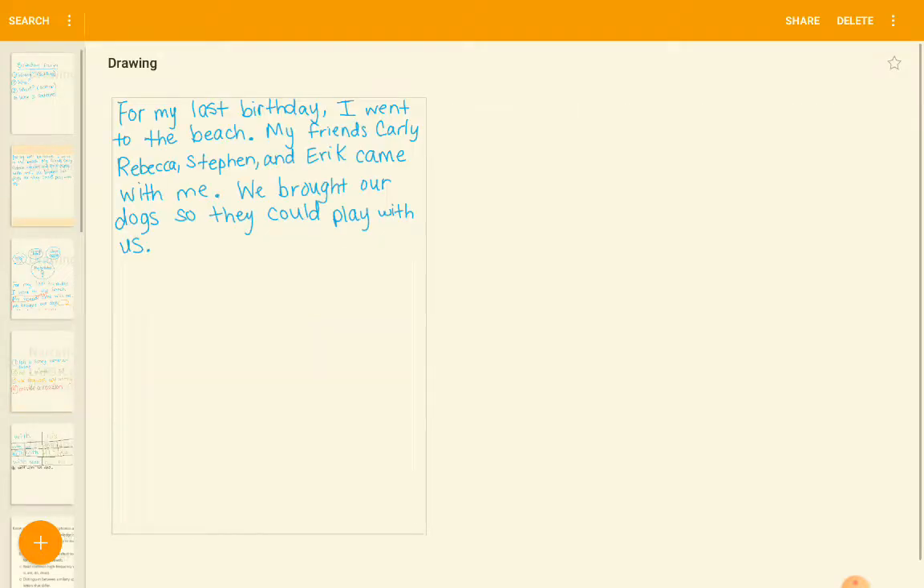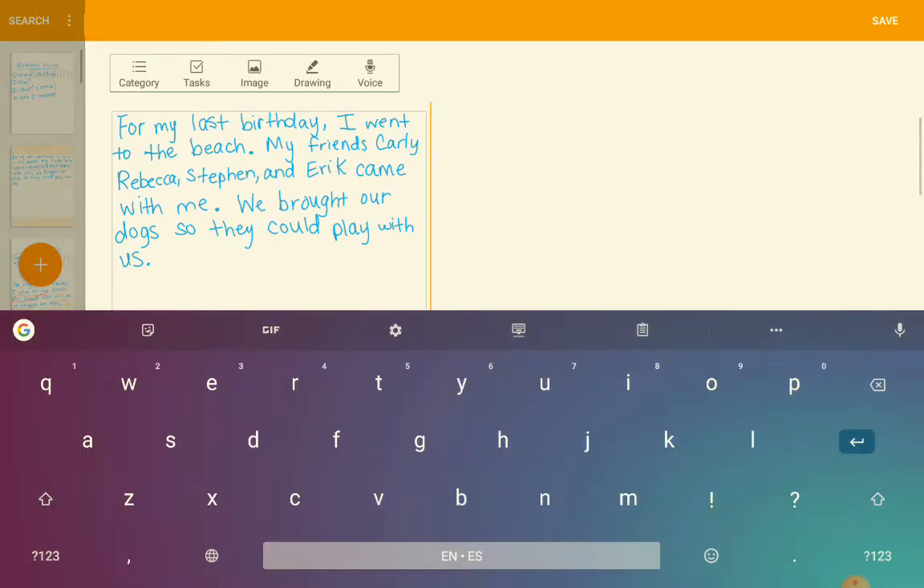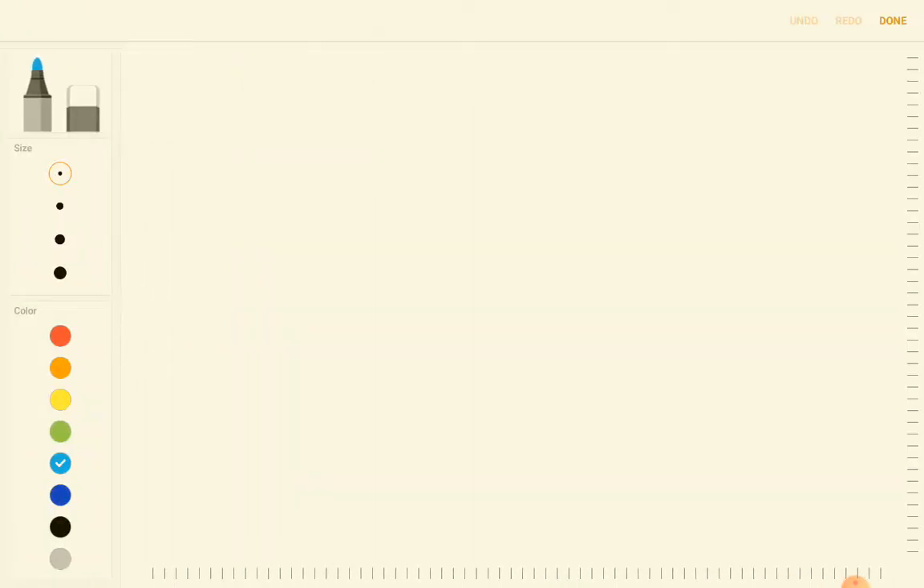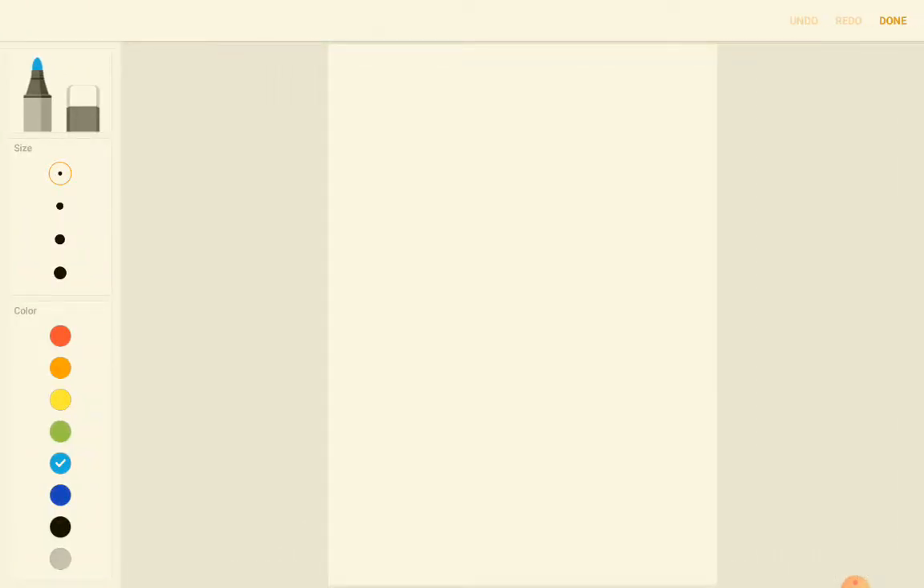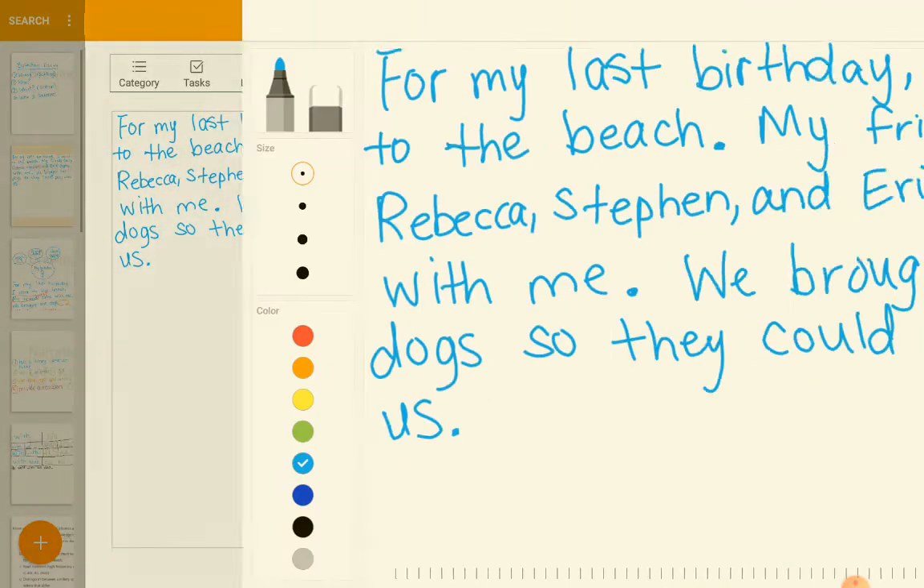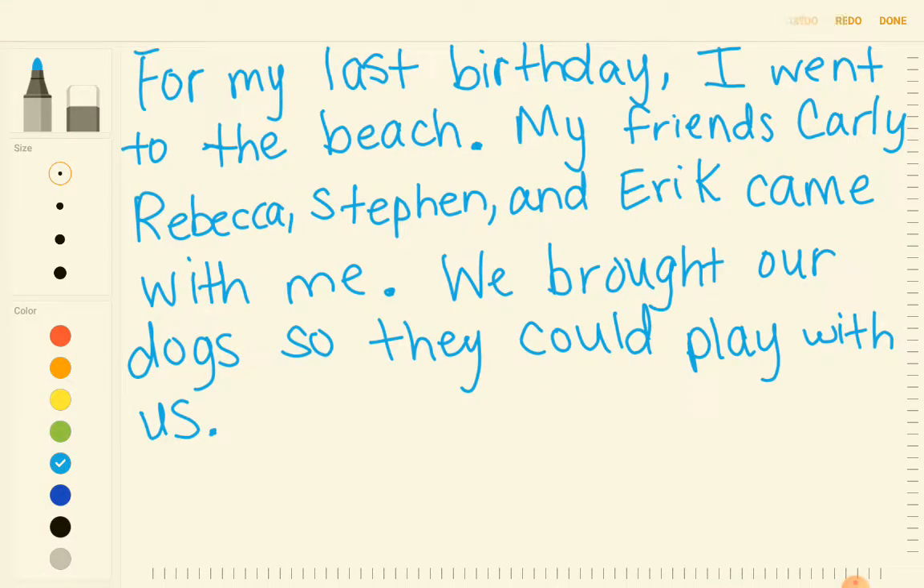Okay, so as a reminder, I am writing about my last birthday. So this is the sentence I have so far. For my last birthday, I went to the beach. My friends Carly, Rebecca, and Eric came with me. We brought our dogs so they could play with us.